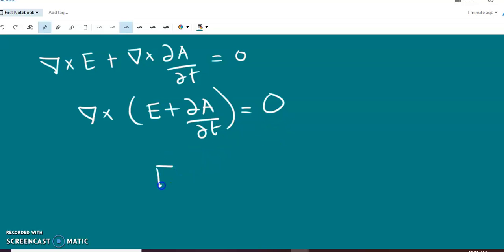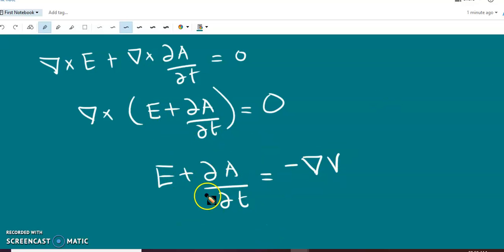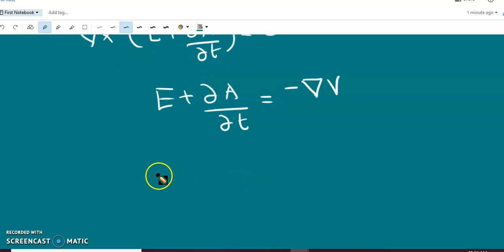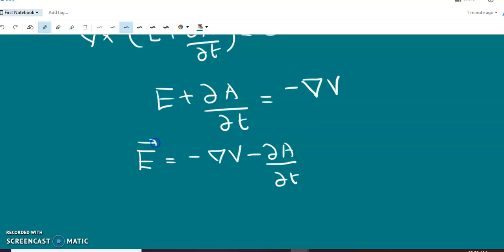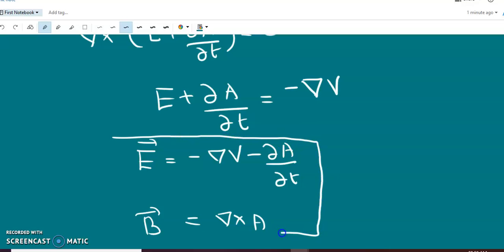So in the dynamic case, E plus dou A by dou T can be written as the negative gradient of scalar potential. In the static case, the dou A by dou T term is 0, equal to minus gradient. So this is applicable for both static and dynamic case, and therefore we can write E is equal to minus gradient of potential minus dou A by dou T. So this is the expression for E in terms of scalar and vector potential. So these are the expressions for electric and magnetic field in terms of the corresponding potentials. So this is also called the potential formulation in electrodynamics.